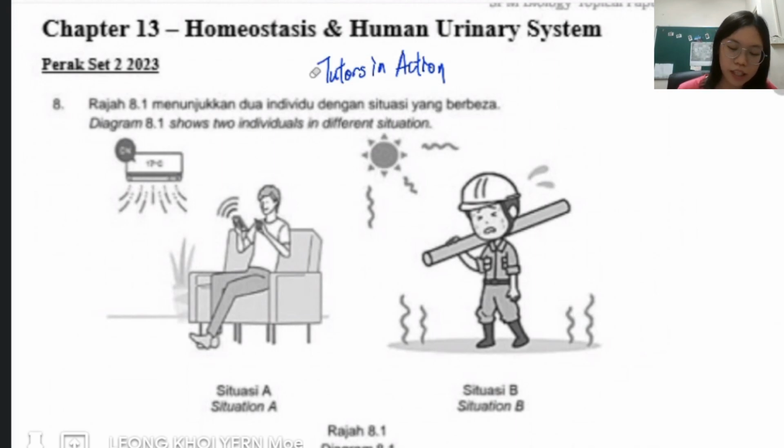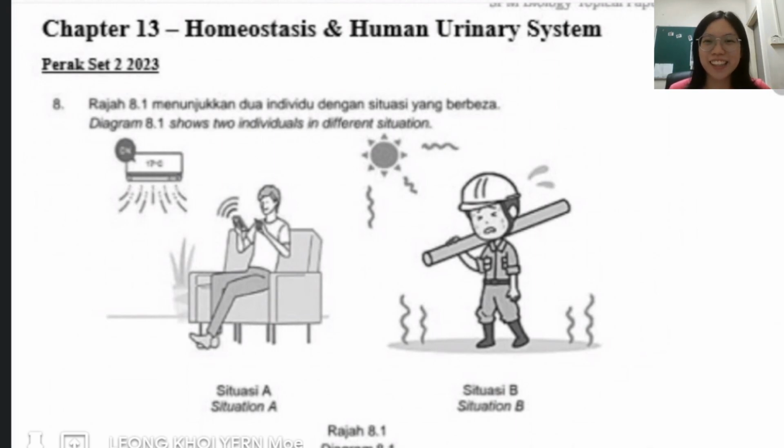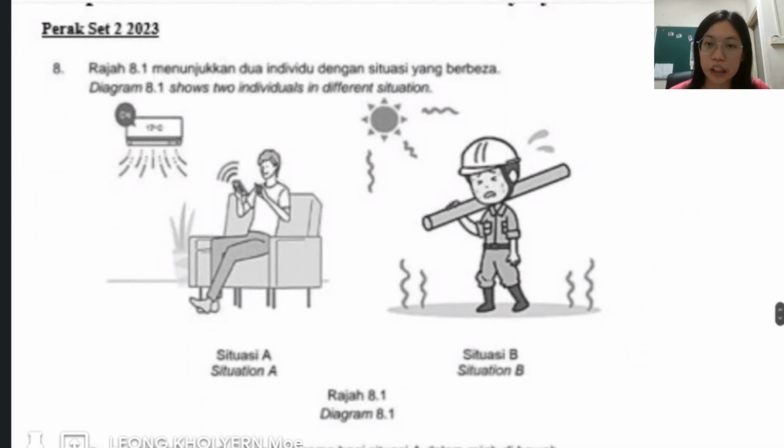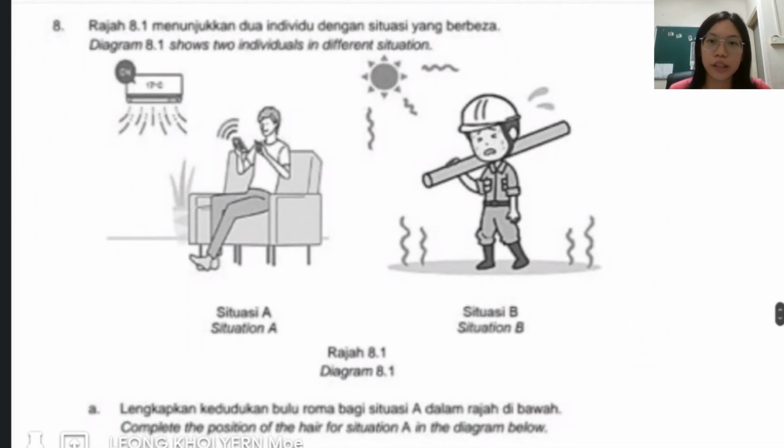So now let's enter this topic, this question. It's just two individuals in different situations. One is in a very air-conditioned room, it's very obvious, and another one is in scorching heat. So you can straight away know that it's talking about the regulation of body temperature.